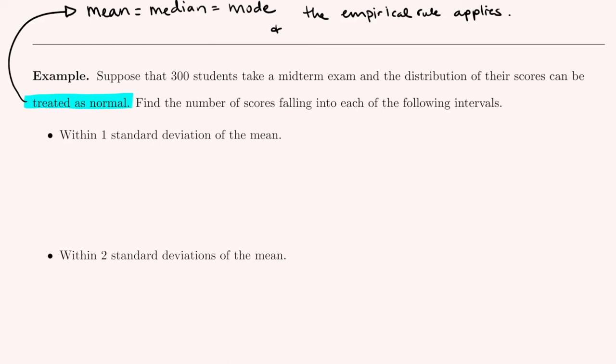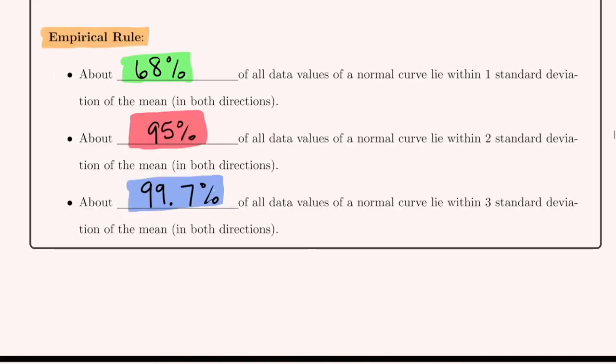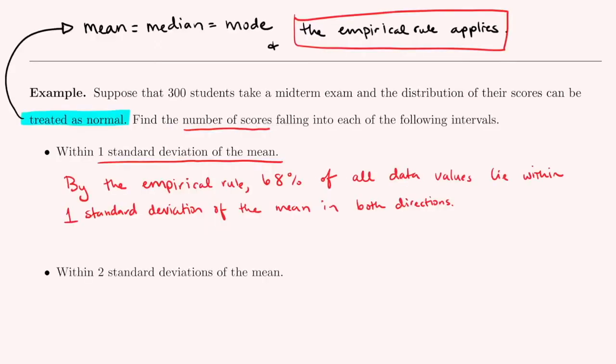Now we are asked, based on this information, to find the number of scores that fall into each of these categories. The first one is within 1 standard deviation from the mean. So in order to determine this, we need to go back to the empirical rule. Let's look back at that information. In the empirical rule, we were first asked how many lie within 1 standard deviation, and we see 68% of all data values must lie within 1 standard deviation.